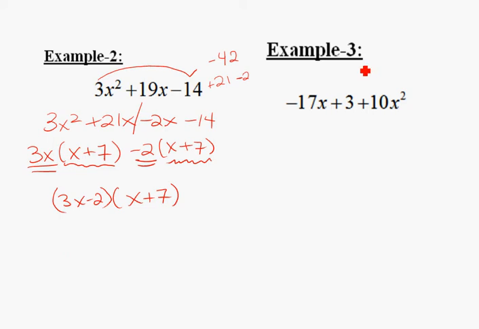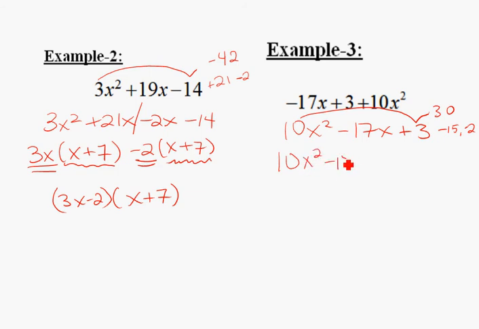In example 3, the very first step is to make sure we're in standard form. Standard form is with the highest degree first, so we should write it as 10x squared minus 17x plus 3. Now that it's in standard form, we check for a GCF. There is none, so we can multiply 10 times 3, and we get 30. We ask ourselves what multiplies to give us 30 and adds to give us negative 17. The two numbers are negative 15 and negative 2. So we rewrite this as a polynomial of 4 terms, 10x squared minus 15x minus 2x plus 3.